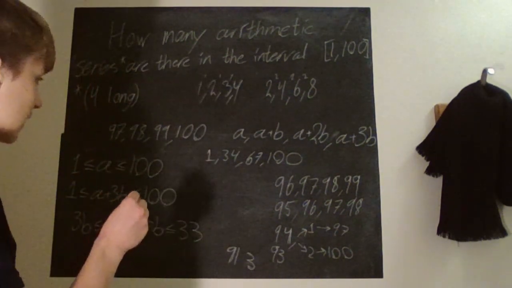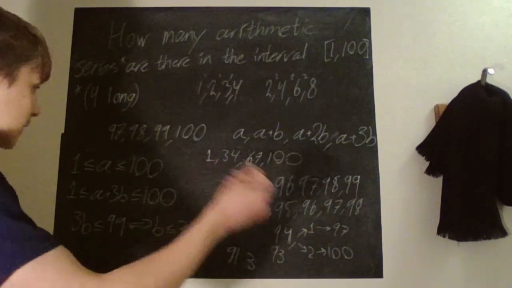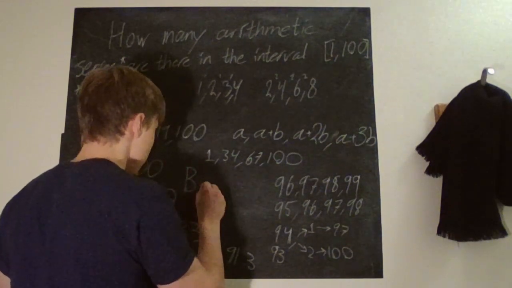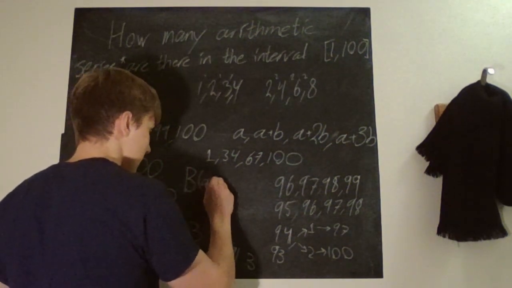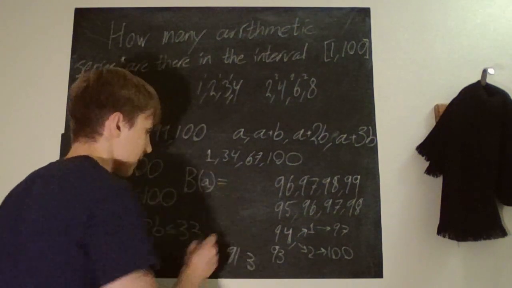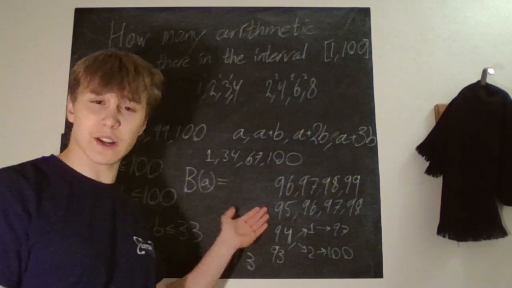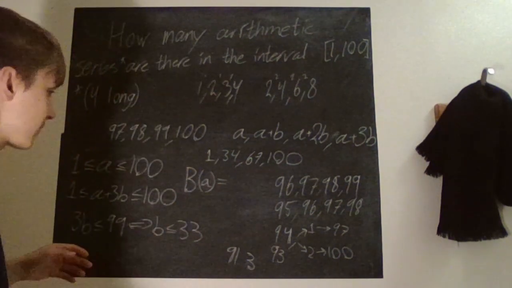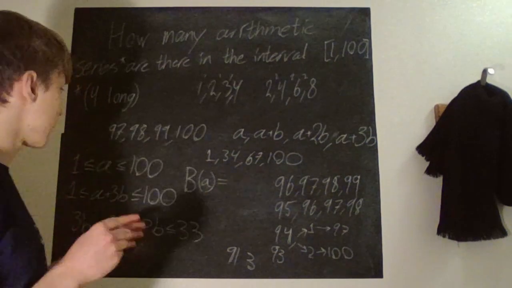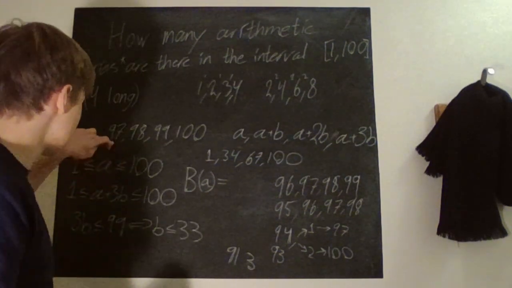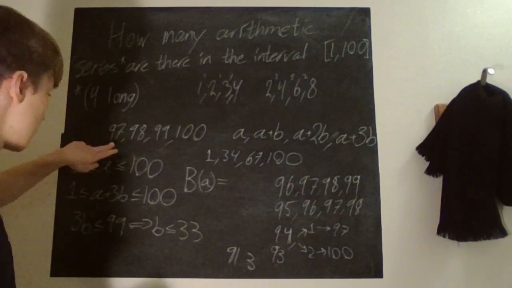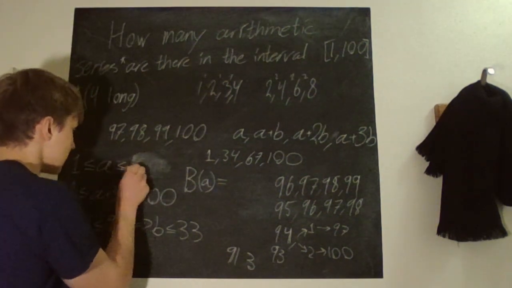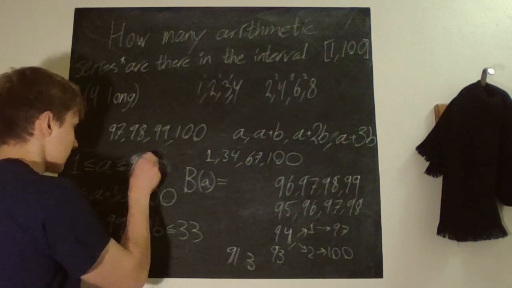So what do we have here? Okay, so let's think of it this way. Let's construct a function, capital B of A, that we want to denote how many possible arithmetic series we can create from that starting point A. So, okay, how do we think about this? We have 97. So yeah, by the way, we can change that out also. We know that A is less than or equal to 97.